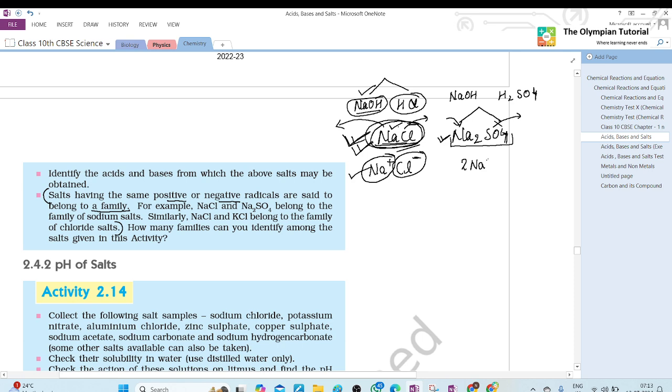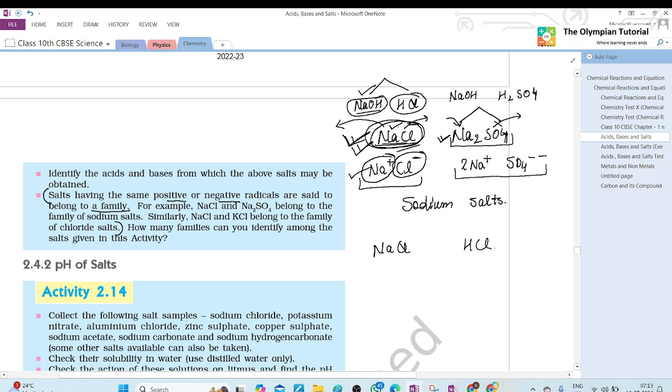Ionization of Na2SO4 to Na plus and SO4 minus minus. So in this condition, in both, you are getting sodium ions. It means they belong to the same family of sodium salts.